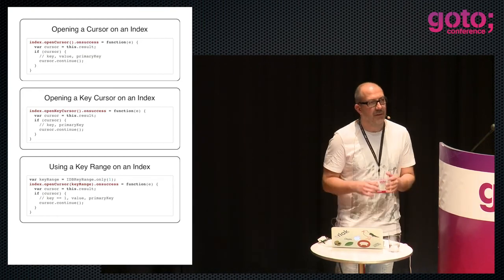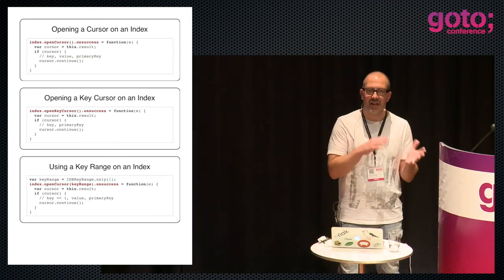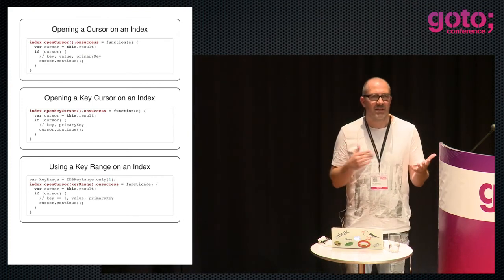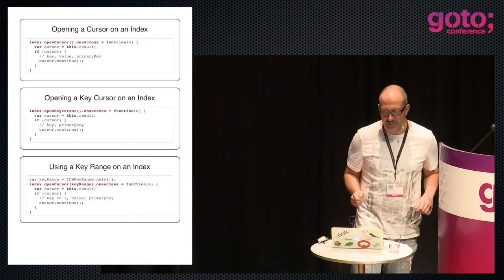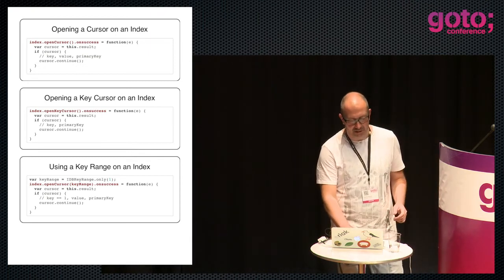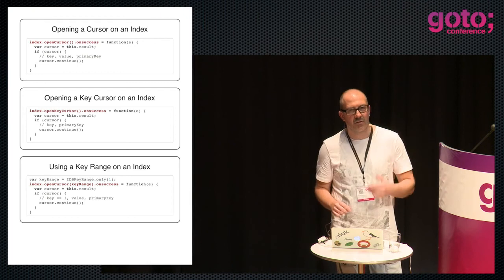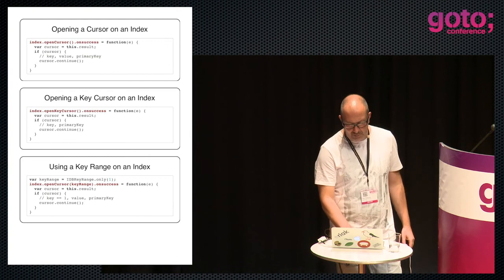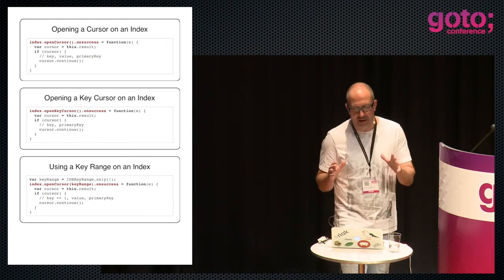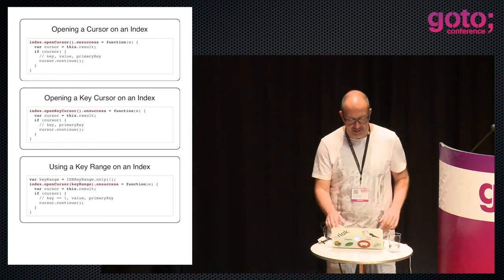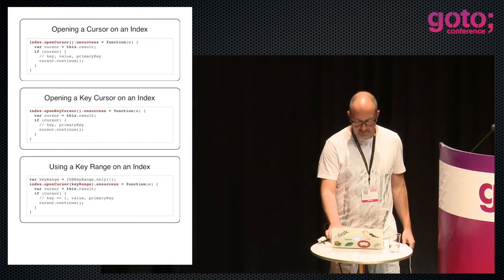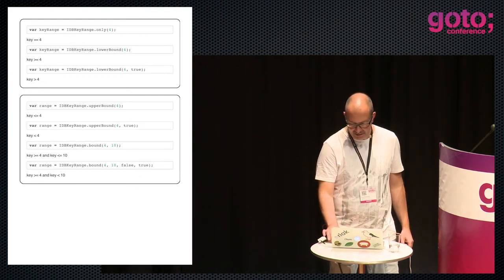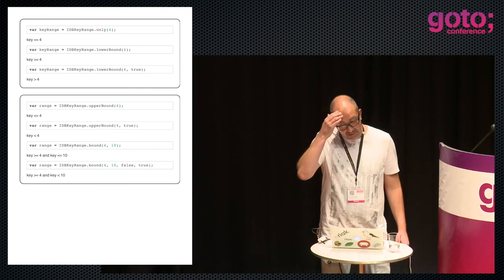We can make a key cursor, and we are not getting back the values, we are only getting back the keys. So if the keys have any meaning to us, we can traverse the keys and find out which element we want the value for. It's a cheaper operation, but we have to make another call to get the actual value. We can make ranges, so we say, I want the keys from 10 to 20. This is a very simple range consisting of only one element, but we can make them more complicated.